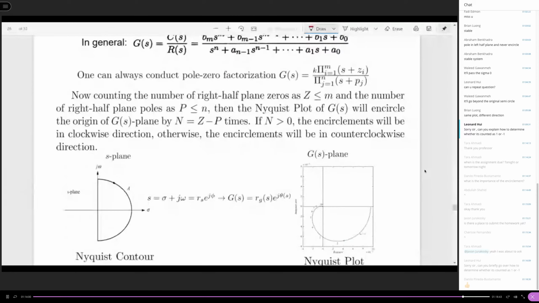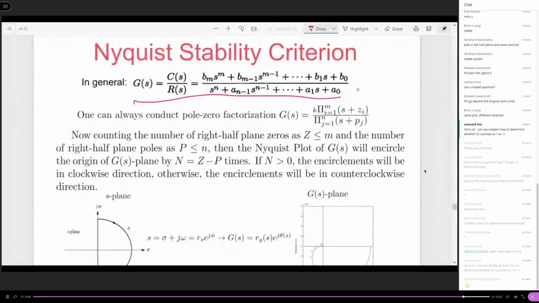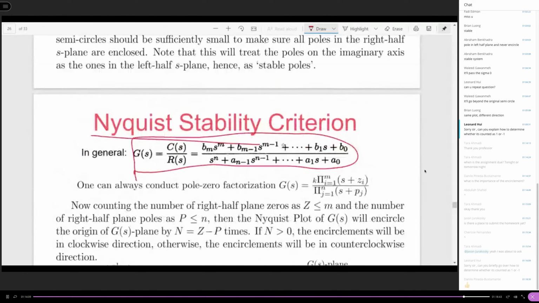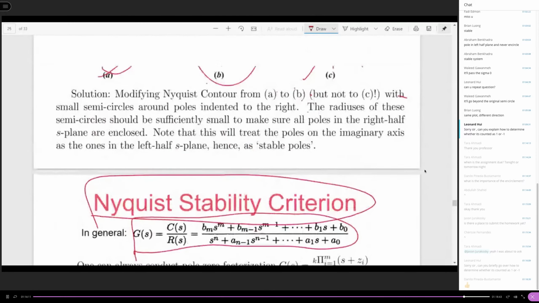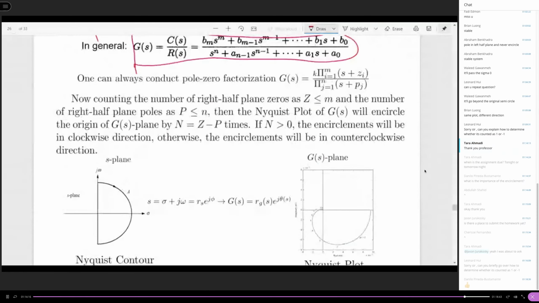So I think I will just stop here and take some questions before I move to the general evaluation. Then we're going to talk about the Nyquist stability criteria. We're ready to talk about that now. So any questions?